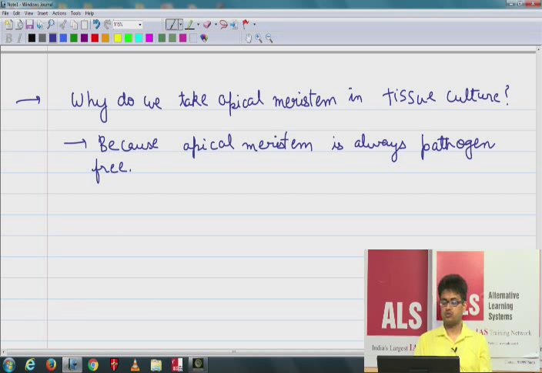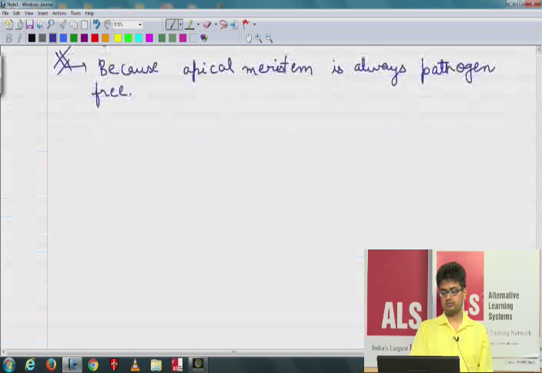Next week you will be class 12th. Okay, apical meristem is always pathogen free. So please remember it. It has come three years ago in a question. All right, let's move on further.